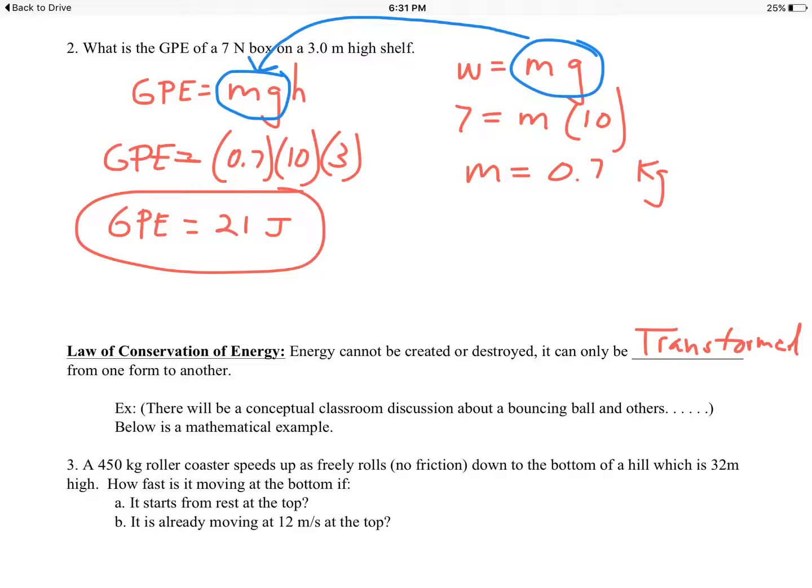From one type to another. I'm going to have an example here, but also we'll be using some examples in class with bouncing balls that transfer from GPE to kinetic energy. But the roller coaster example below here is a very good mathematical example.